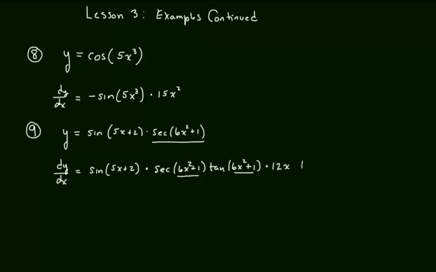Next, it's plus the second term. Multiply that by the derivative of the first, which will be cosine of stuff times the derivative of that stuff. That completes number 9.